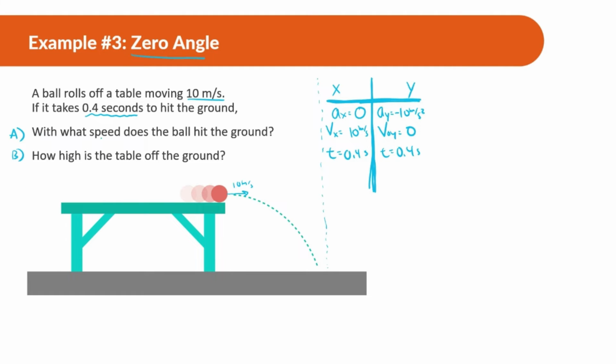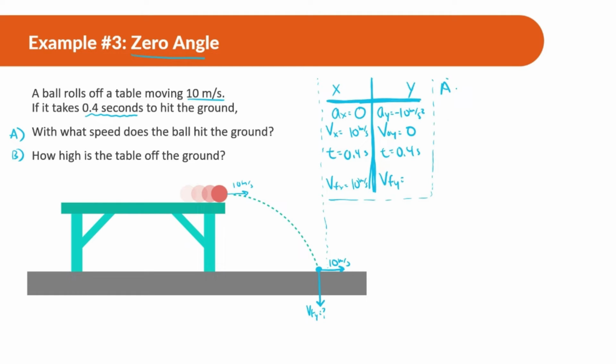So with what speed does the ball hit the ground? We should know the x is always the same. It's going to be hitting the ground at 10 meters per second. The velocity final in the x, I guess I could say, is equal to 10 meters per second. However, in the y direction, that's when it becomes confusing. We don't know what this final velocity in the y is equal to. But we can figure that out. So I will make this part A.